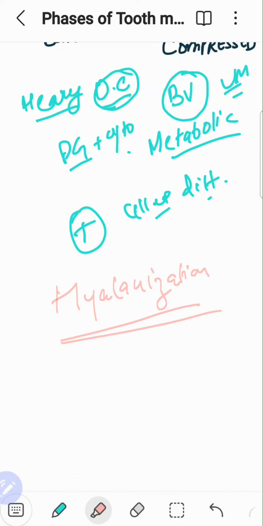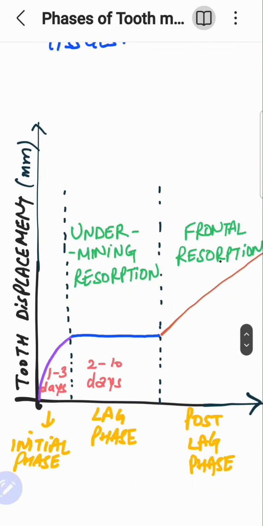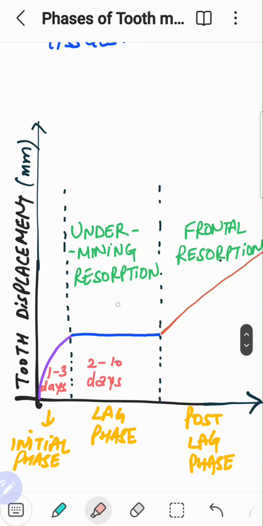So before further tooth movement, it has to recover from the hyalinization, or you can say the necrosis seen along the tooth surface. To clear that necrosed area takes a longer duration. We can see that on the graph itself. So in the lag phase, we can see here the undermining resorption. It takes 2 to 10 days and it takes time to recover. So this is the phase in which little or no tooth movement is seen. So, this was about the second phase, which is the lag phase.